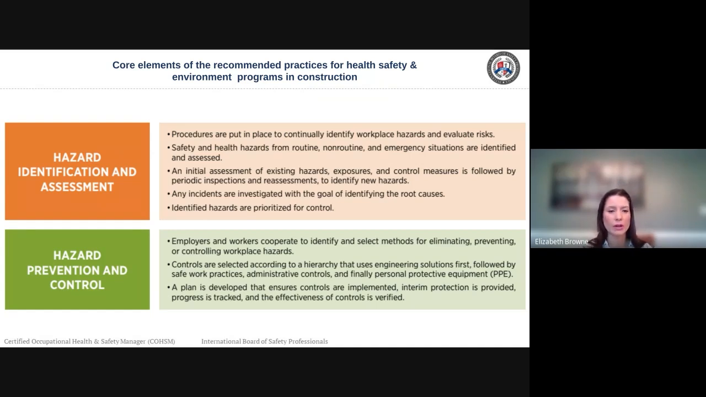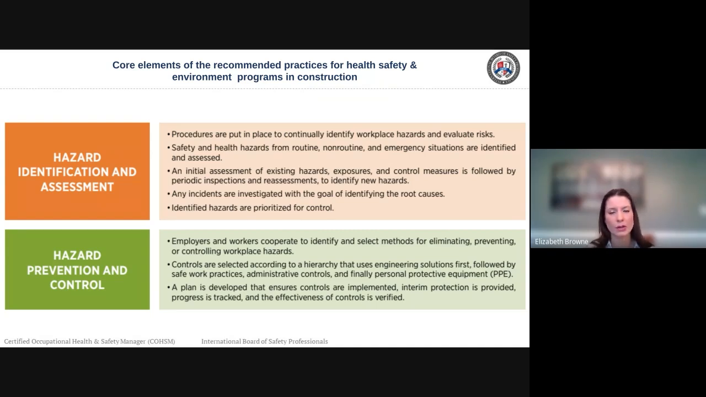Additionally, we want to have had an initial assessment of existing hazards and exposures, and then identify control measures for these hazards and exposures. After the initial assessment, we want to have a scheduled periodic inspection schedule and reassess these hazards and the controls that we've put into place to ensure that they're still effective. The reassessment also allows for us to identify any new hazards that may exist.